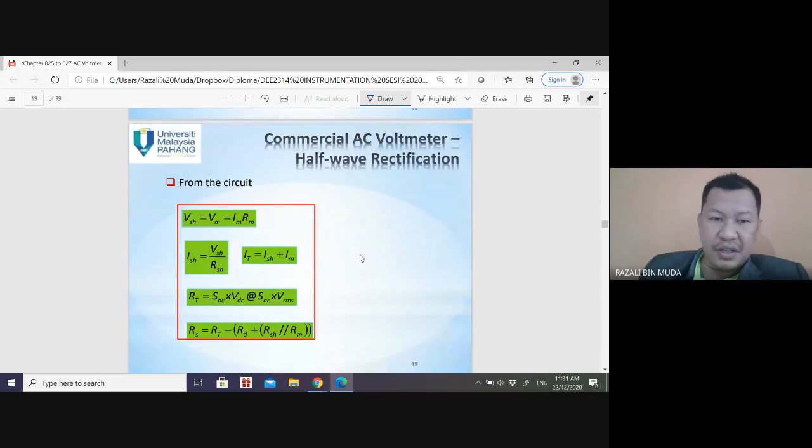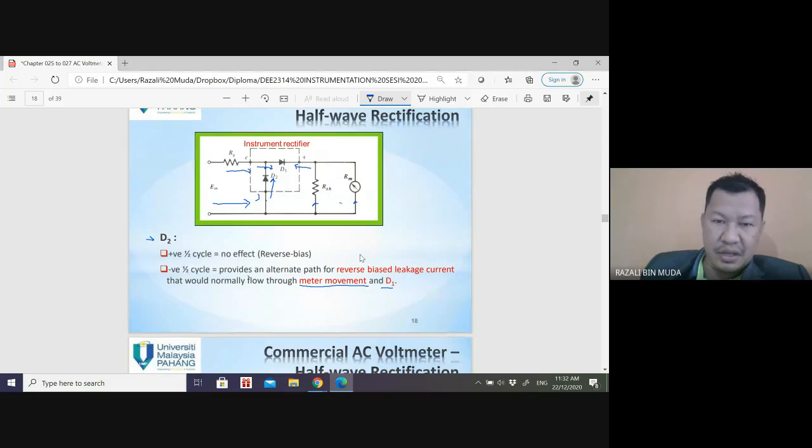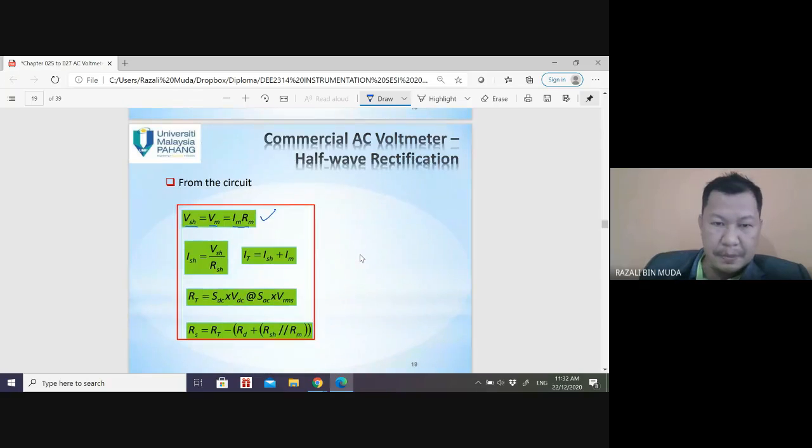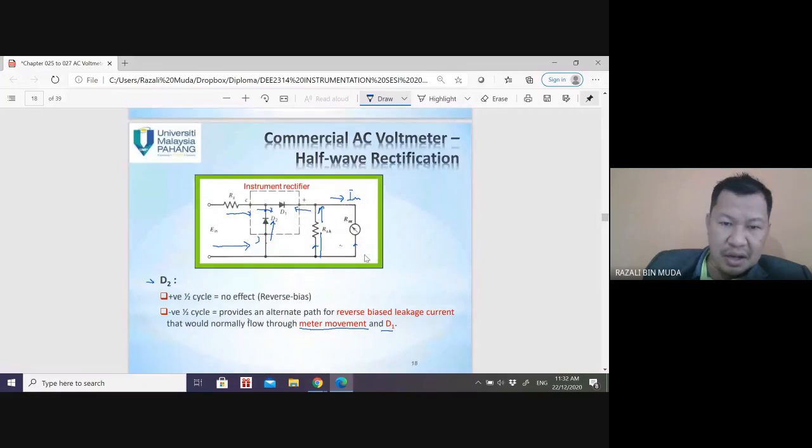Okay, so from that circuit, we know that VSH equals VM equals IM RM. You can see the circuit and then you can understand this. VSH is equal to VM, which is IM RM. So V here equals V here, which is IM RM. Second, ISH is VSH over RSH. So this is normal. IT equals ISH plus IM. So I total going here goes to IM plus ISH.